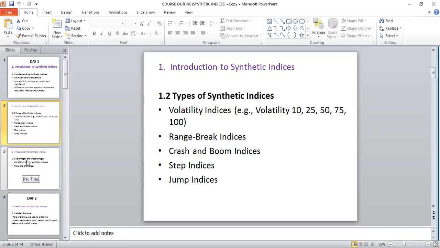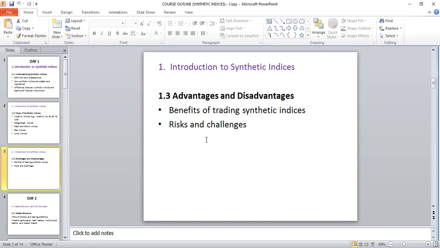That phase will be the advantages and disadvantages of synthetic indices. So that will now bring me to the benefits of trading synthetic indices, and risks and challenges. You need to know that when it comes to trading, there will surely be risk involved, and the ability to manage that risk is what makes you a trader.